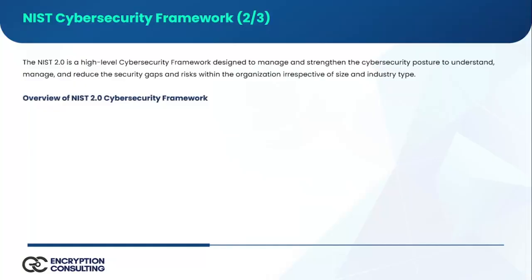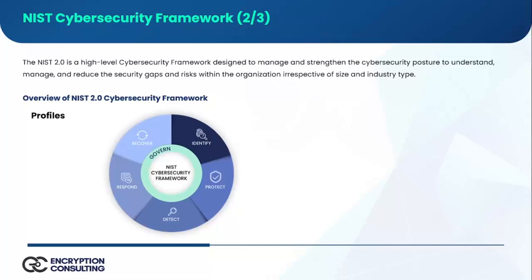Coming to profile, there are two types of profile. The organizational profile, which is based on core outcomes of the organization, and the community profile, which represents common standards and practices that these organizations follow to manage their cybersecurity risks. By following these steps, an organizational profile describes how well your organization is performing in cybersecurity standards now and what it aims to achieve in the future as the target state.